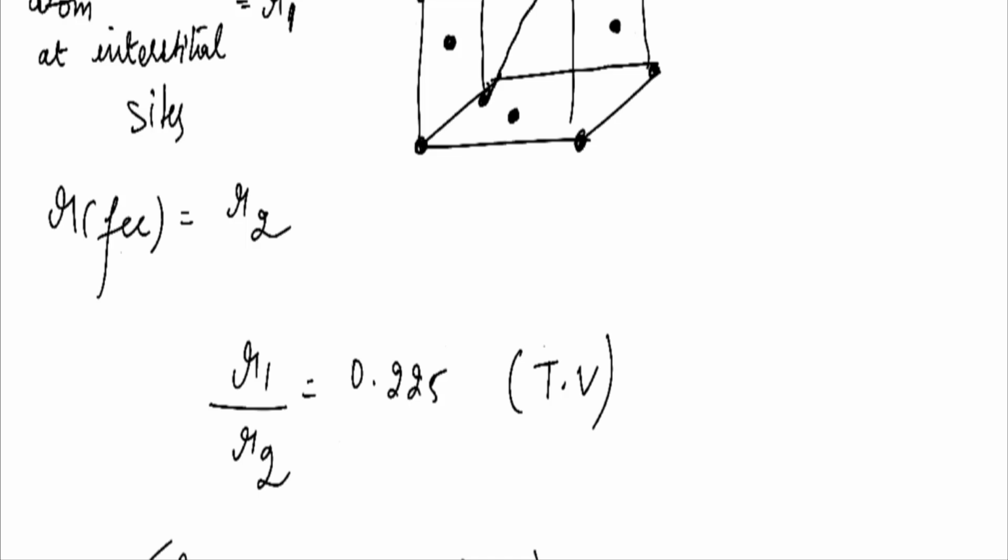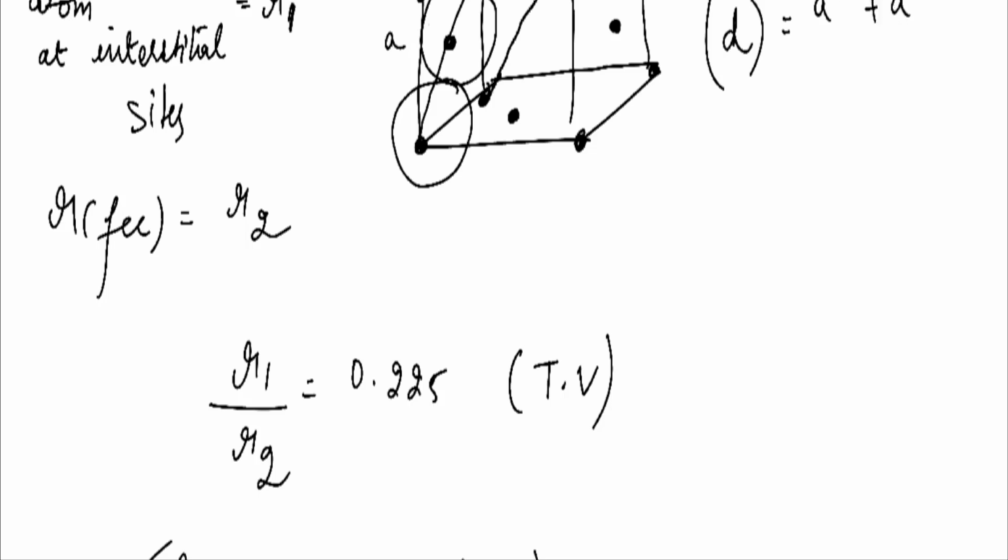Now suppose this is the atom at the corner, right? Then this is one atom, then this is another atom, right? So this is your diameter D. Let us consider the diameter as D square. Then this will be your edge length and this will be your edge length. So this will be A square plus A square according to the Pythagoras theorem.